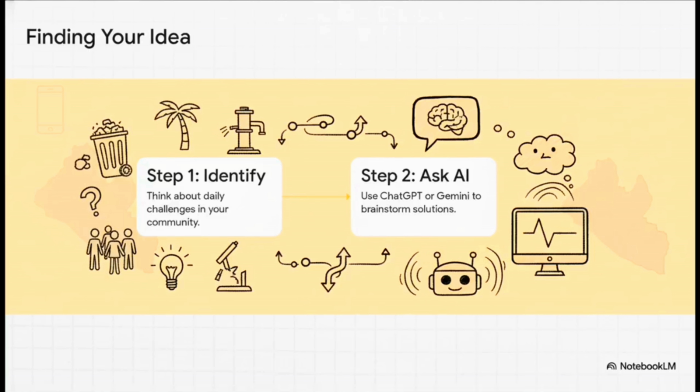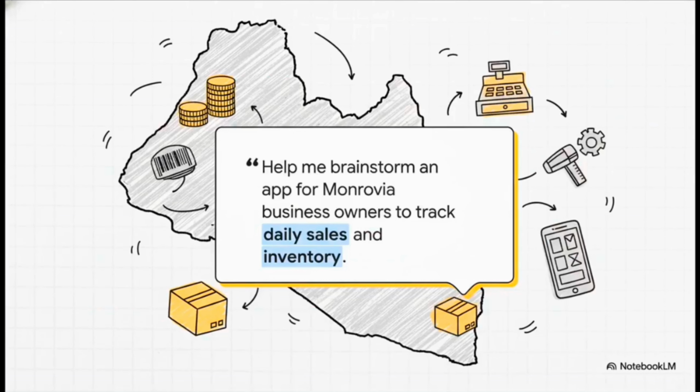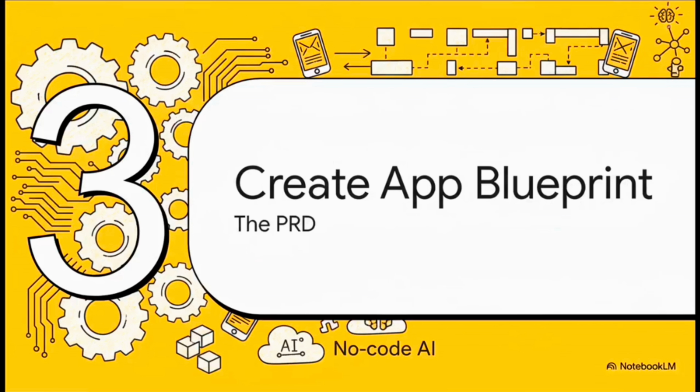Then, you just start a conversation with an AI tool like ChatGPT. You don't even need the solution yet. Just start with the problem. And look at how simple this prompt is. It just says who it's for, small business owners, where they are, and what the problem is. That's it. From this one sentence, the AI can help you brainstorm all kinds of features and ideas. This is your launchpad.